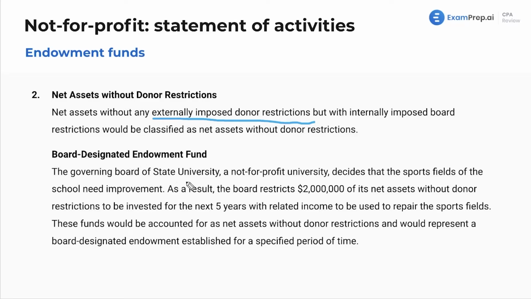So the governing board of State University, the same not-for-profit university, decides that the sports fields of the school need improvement. As a result, the board restricts $2 million of its net assets without donor restrictions to be invested for the next 5 years with related income to be used to repair the sports fields. These funds would be accounted for as net assets without donor restrictions and would represent a board-designated endowment established for a specified period of time. This is an example, again, of what we're going to see if there are net assets without donor restrictions and the board gets their hands on it to designate it for a specific purpose. And that is it. Let's wrap it up with a nice summary.